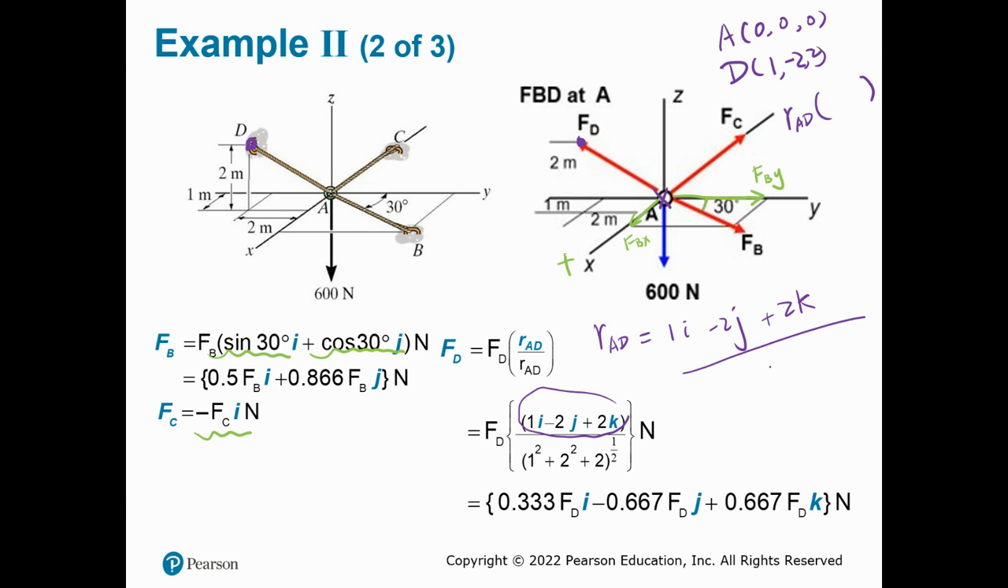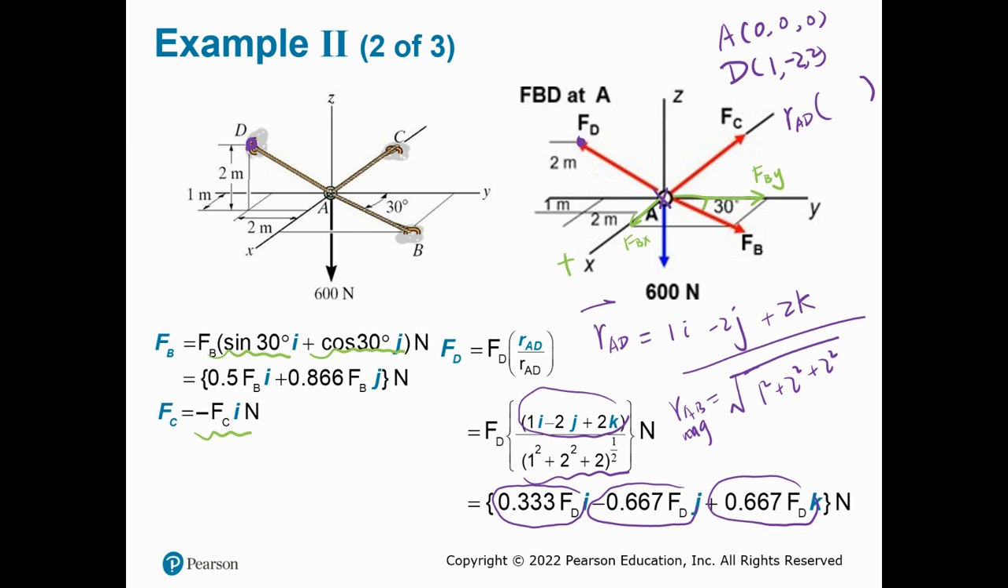Divided by its magnitude. This is RAD, on the magnitude. So this is 1 square plus 2 square plus another 2 square. That's what this part is, okay? Position vector divided by its own magnitude will give me the unit vector of that position vector, and then multiply by the FD, which we don't know what that is. So I carry my unknown FD in there with it. That gives me the IJK components of that FD.